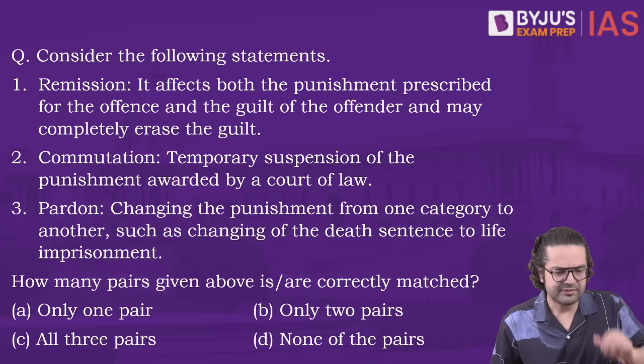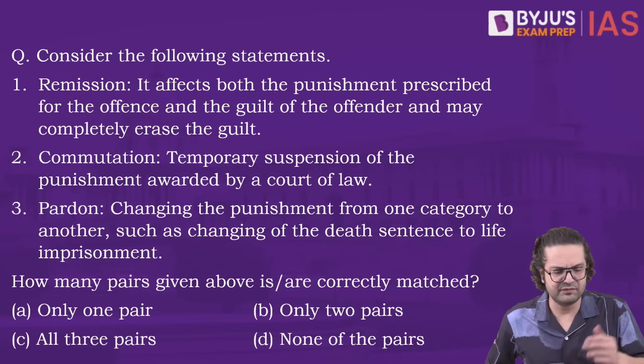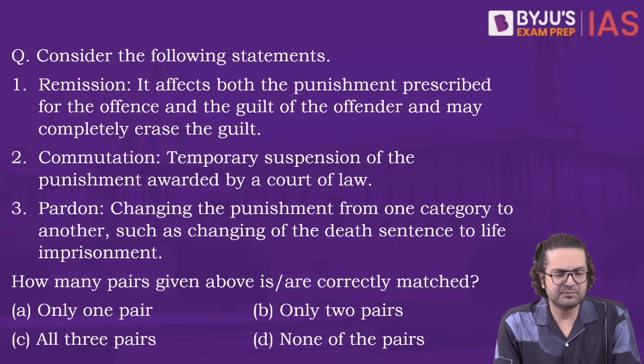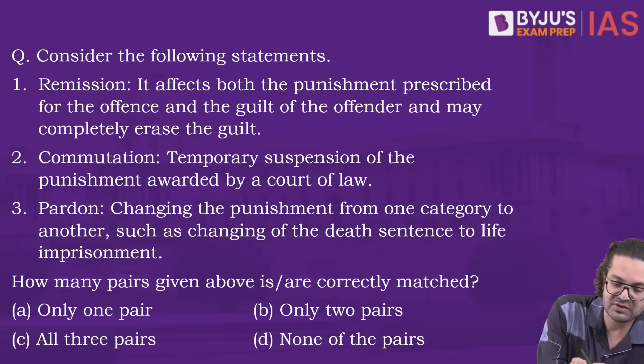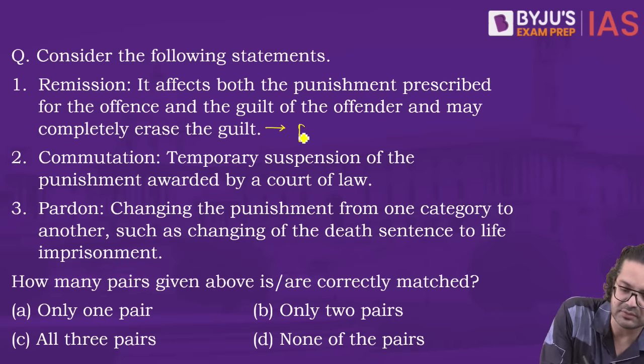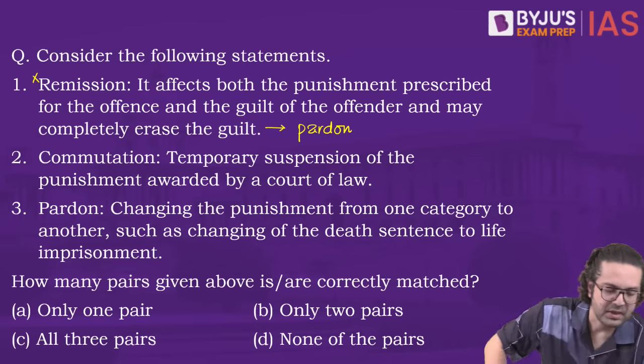Next question. Consider the following statements: remission, commutation and pardon. Okay, the definition of these. Remission. It affects both the punishment prescribed for the offense and the guilt of the offender and may completely erase the guilt. Oh, this definition I think is meant for pardon, not for remission, because remission means reducing the period of punishment. So one is wrong.